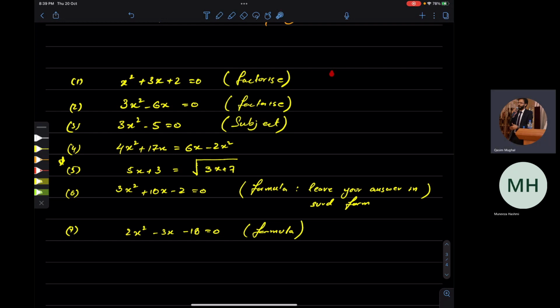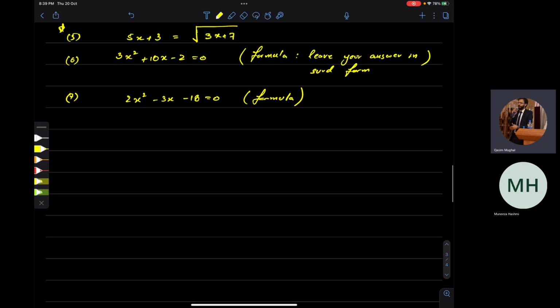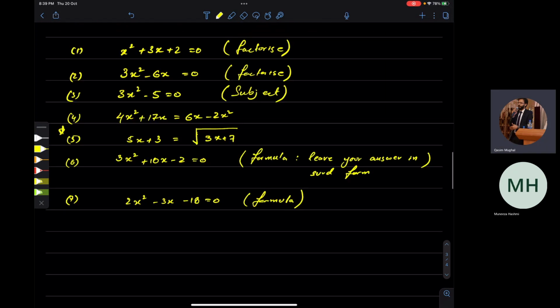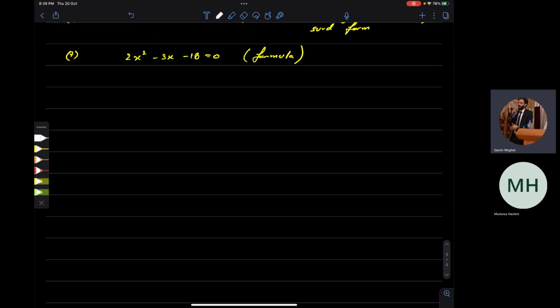Now the first one. Let's solve this by factorization. The first question is x squared plus 3x plus 2 equals 0, and we'll be solving this by factorization. We did that yesterday. So the product should be plus 2x squared, and the sum should be positive 3x, as there's a positive sign here. Now clearly the two numbers are 2x and x.